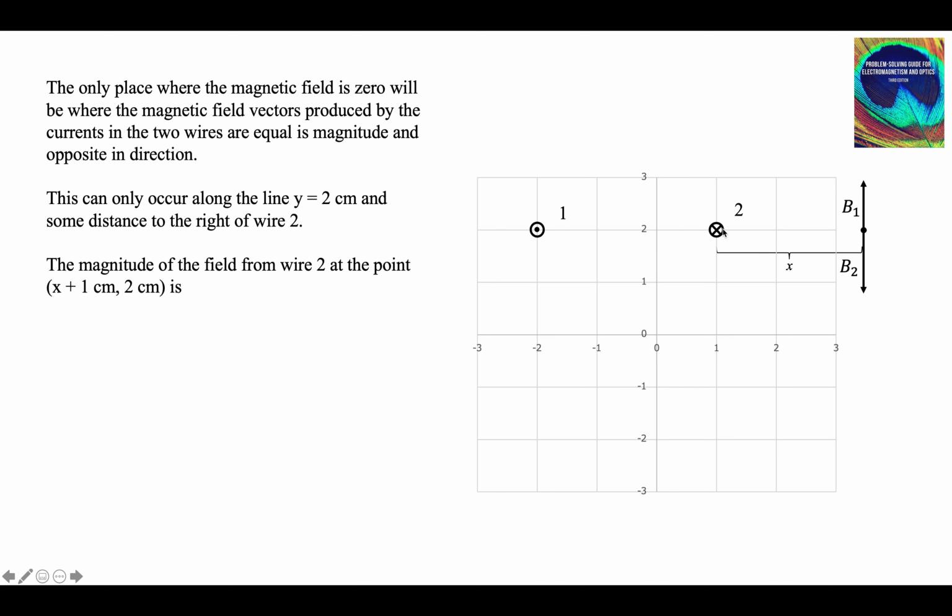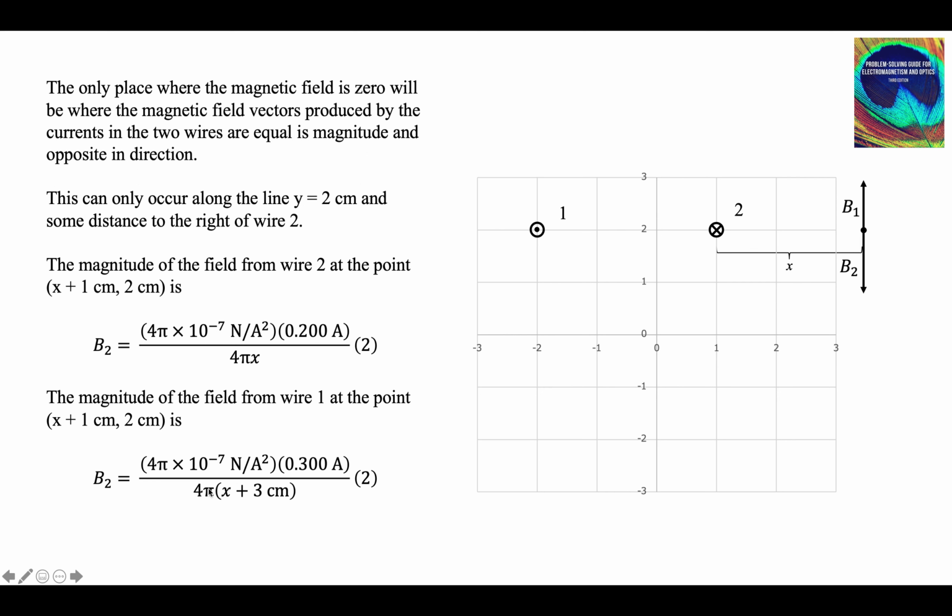So the magnitude of the field from wire 2, it's x away. This point is x plus 1 centimeter, but this wire is x away. So there's the formula. Mu naught I over 4 pi times the perpendicular distance, which in this case is x. And this 2 is because it's double infinite. It goes into the page and out of the page. From wire 1, the distance between this wire and the point where we're measuring the field is x plus 3 centimeters. And that's what's in the denominator here. This wire carries a current of 0.3 amps. It is also double infinite.